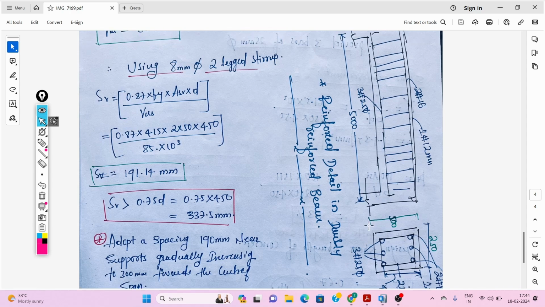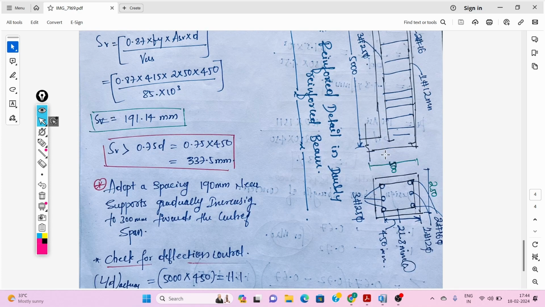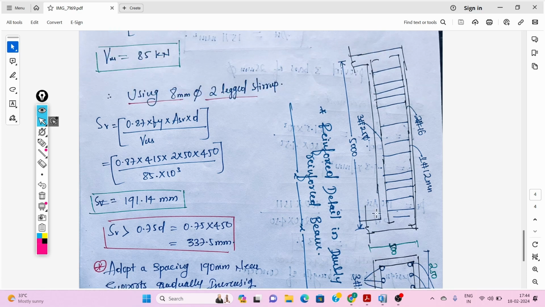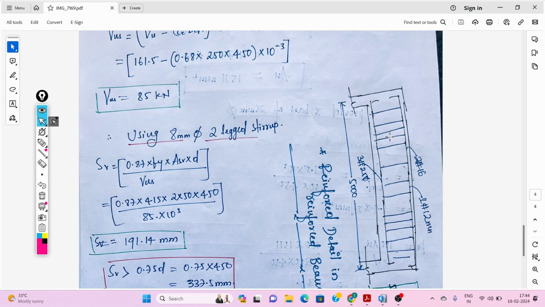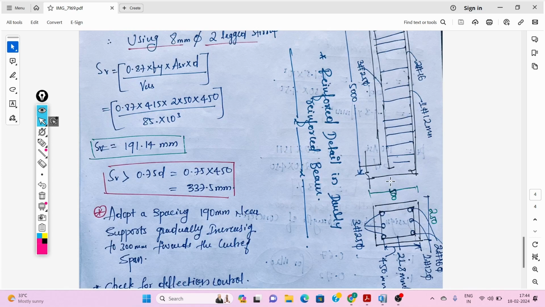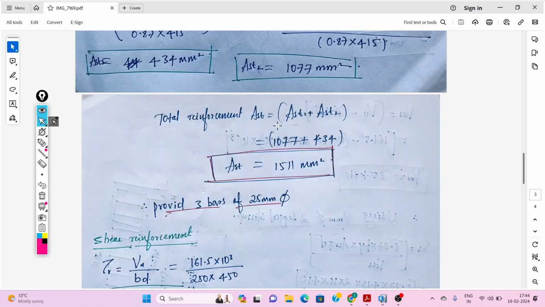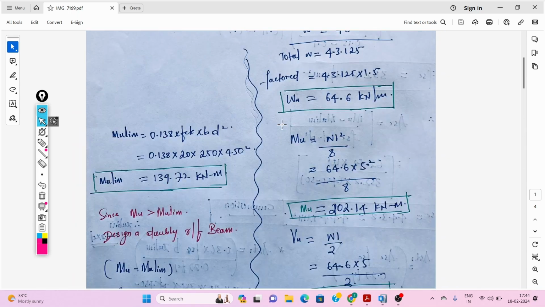Okay. So this is the cross section of the beam. Here I have provided at the top 2 numbers of 16 and 1 number of 12. At the bottom 3 numbers of 25 mm dia bar. Again here at the support, 2-legged stirrups 190 mm center to center. At mid 2-legged stirrups 300 mm center to center. Okay. So this is the manual calculation of the simply supported beam using this data.